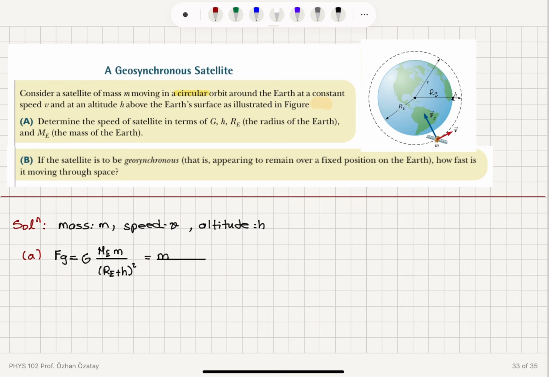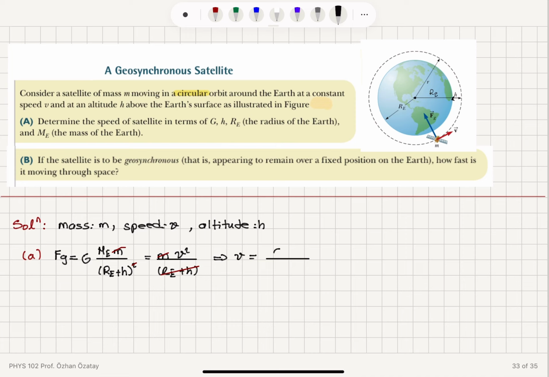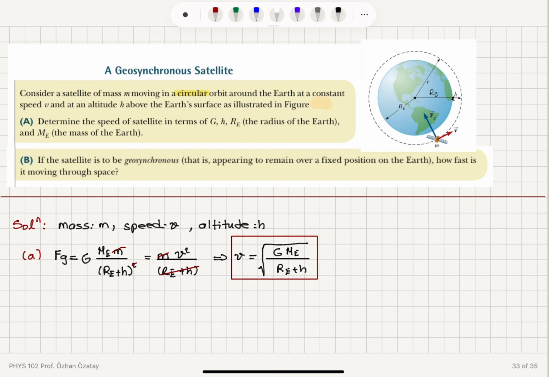So this will be mv squared over RE plus h. That is basically the distance from the center to the position of the satellite in the circular orbit. So what does that give us for the speed of the satellite? You can see here we have one of the RE plus h's disappearing and the mass disappearing from both sides. So we obtain v equal to the square root of G times the mass of the Earth divided by RE plus h. Okay, so this is our answer to part A.